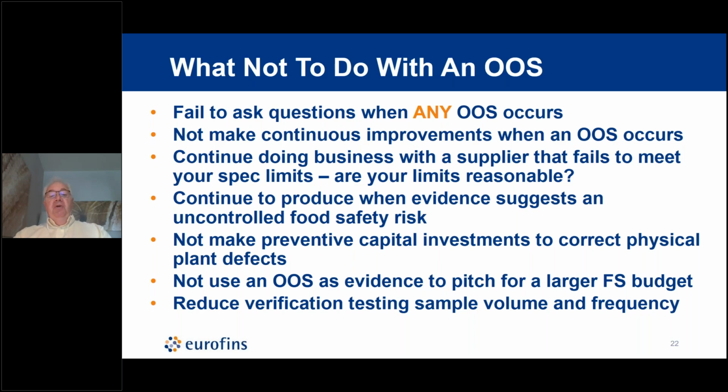Failure to stop producing when evidence suggests you've got an uncontrolled food safety risk. So again, that bad example I provided you right at the beginning of the talk would be an example of a company that, despite the evidence, continued to produce contaminated product. I mean, talk about a plaintiff's lawyer dream lawsuit. That is clear evidence of negligence on the part of the manufacturer, and you are never going to stand a chance winning that lawsuit.